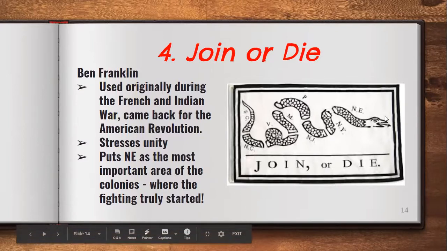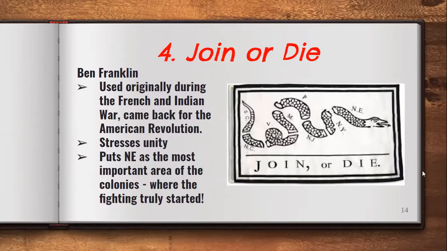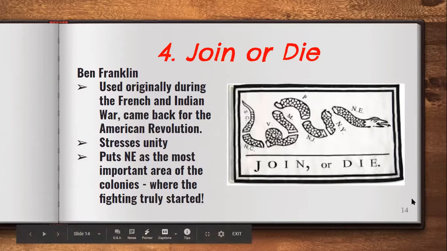Okay, so New England, New York, New Jersey, Pennsylvania, Maryland, Virginia, North Carolina, South Carolina. Notice it does not have all 13 colonies. Poor Georgia has been left out. All right, questions on Join or Die?